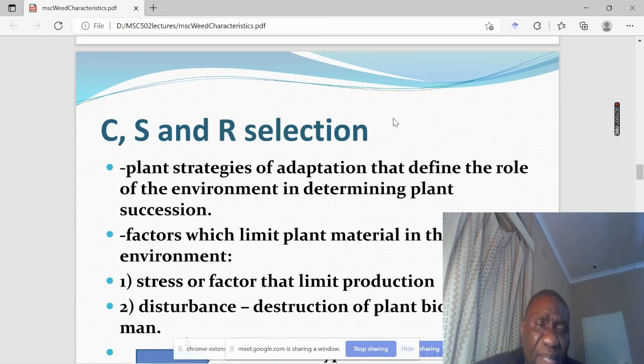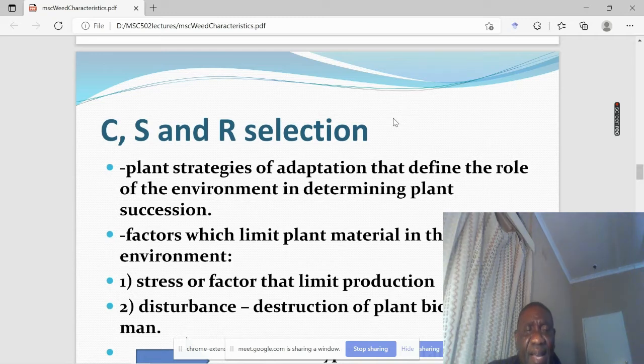So, the environment plays a lot in actually determining the type of plants which are found in any given area, whether it is in an agricultural field or outside the agricultural field. Unlike the first approach, which just distinguishes plants into two groups, this one can classify plants in various categories.